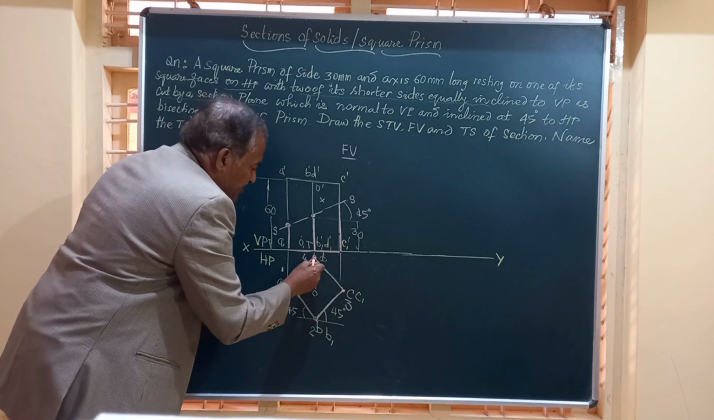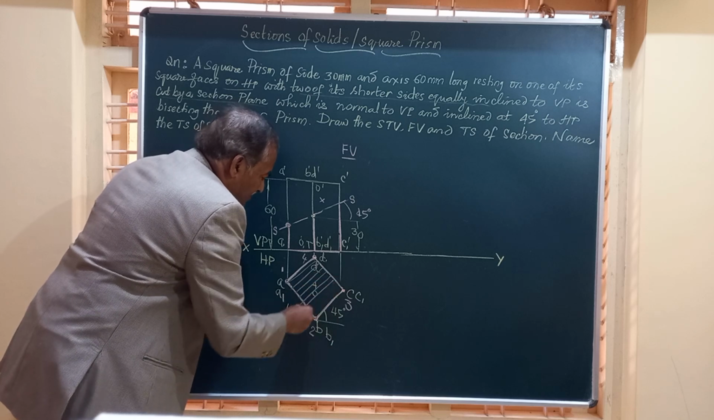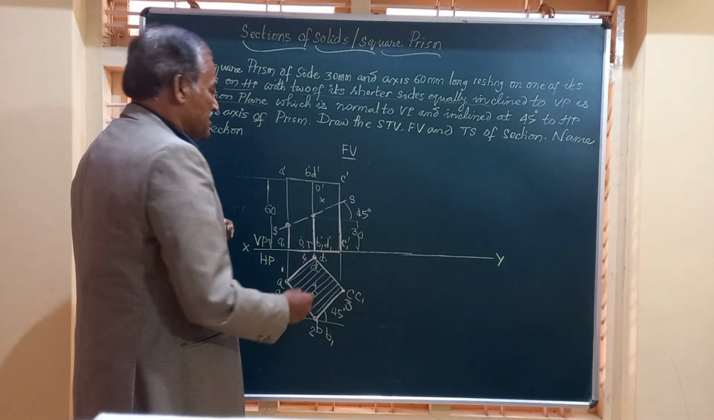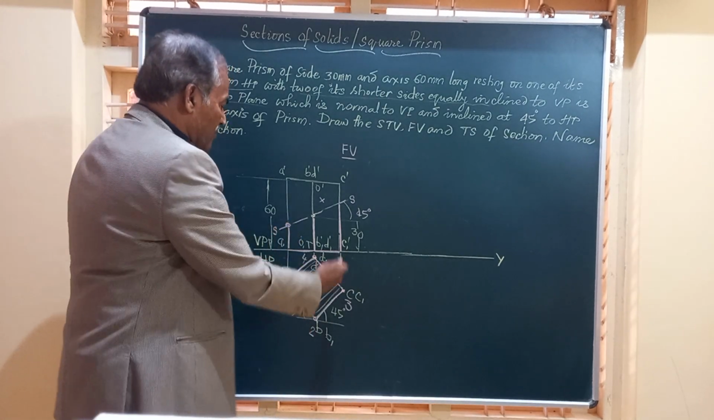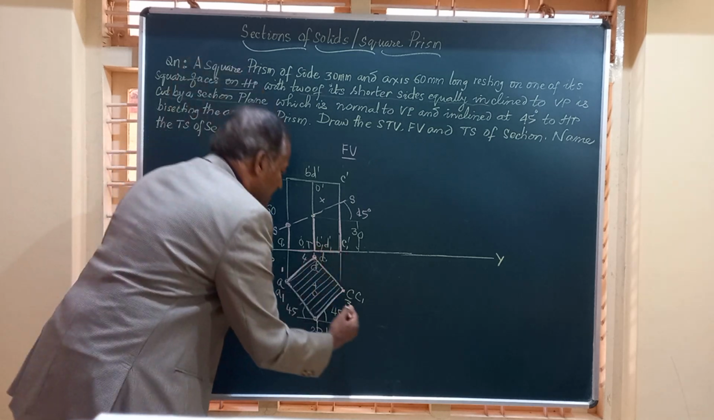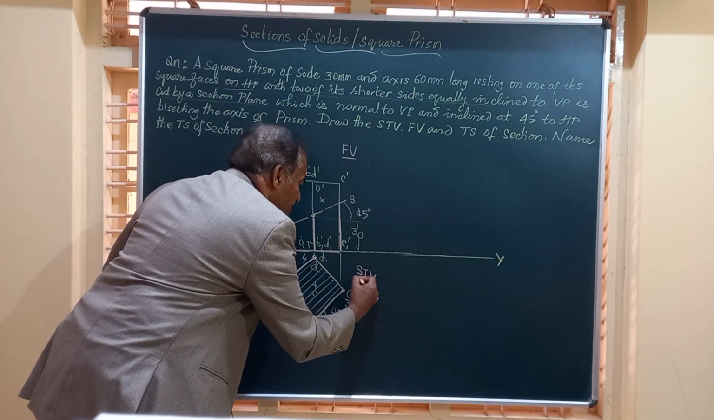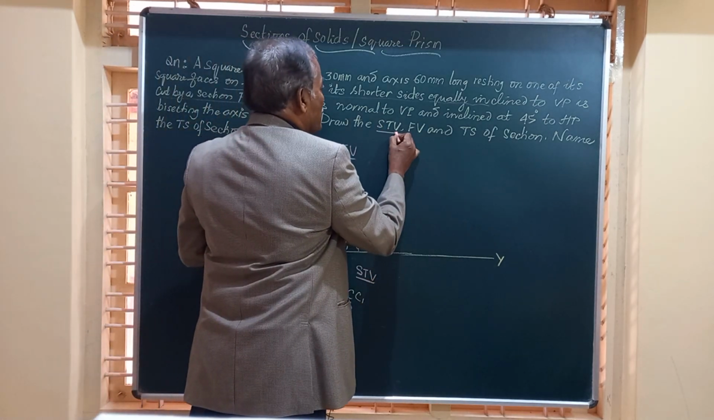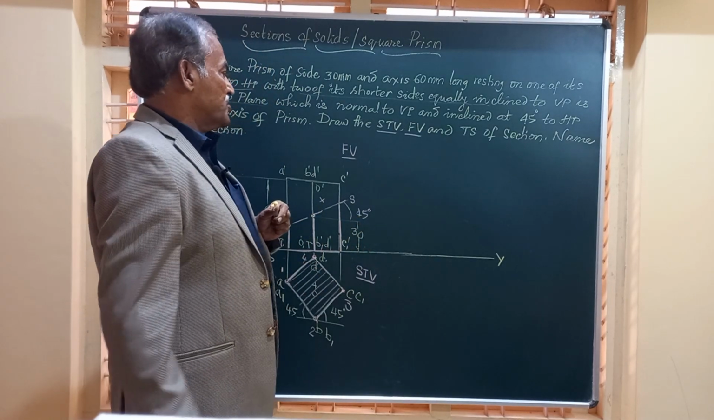Then hatch it, section it by lines drawn at an angle of 45 degrees to the horizontal. Friends, this view, the square, along with this hatching, the sectioning, will give you the sectional top view, STV, of the solid. Draw the sectional top view, draw the front view. We have completed 2 parts of the question.